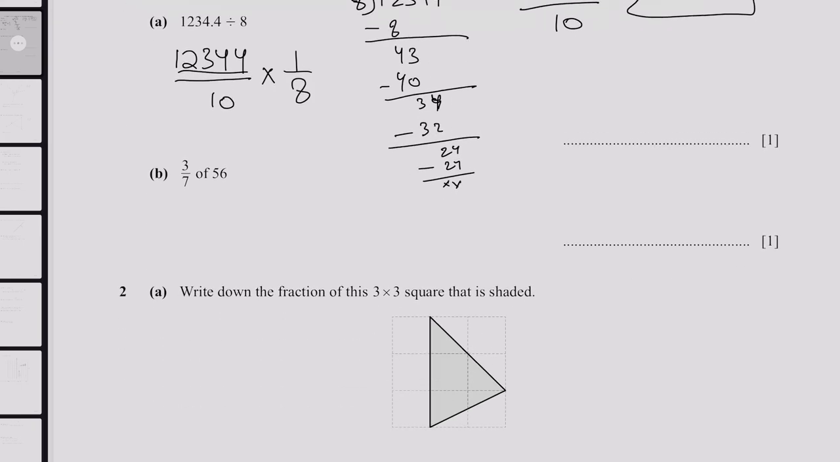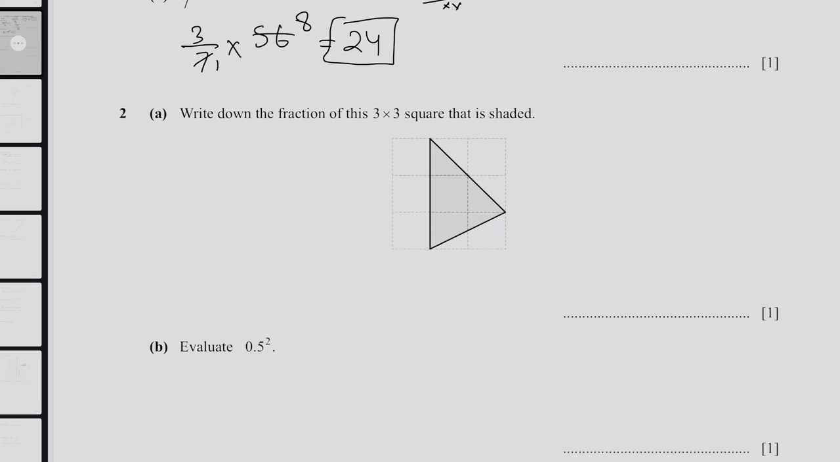So for part B, I have 3 over 7 multiplied by 56. So 7 ones are 7, 7 eights are 56, 8 threes are 24. So this is my solution for this.